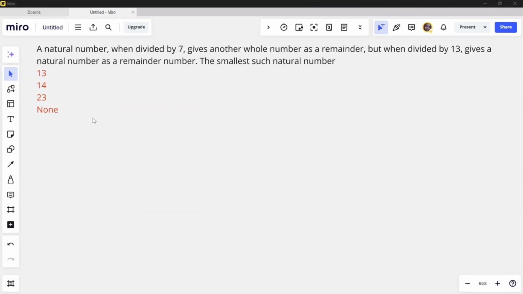So as you can see, this is our question. A natural number when divided by 7 gives another whole number as a remainder, but when divided by 13 gives a natural number as a remainder. The smallest such natural number is.